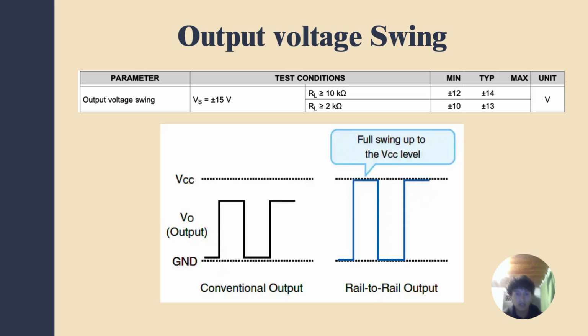For the LM741, these values at a voltage supply of plus minus 15 volts and a load resistor of bigger than 10 kilo ohms, the minimum value is plus minus 12 volts, and the typical is plus minus 14 volts. And for a load resistor of bigger than 2 kilo ohms, it is plus minus 10 volts minimum, and typical of plus minus 13 volts.